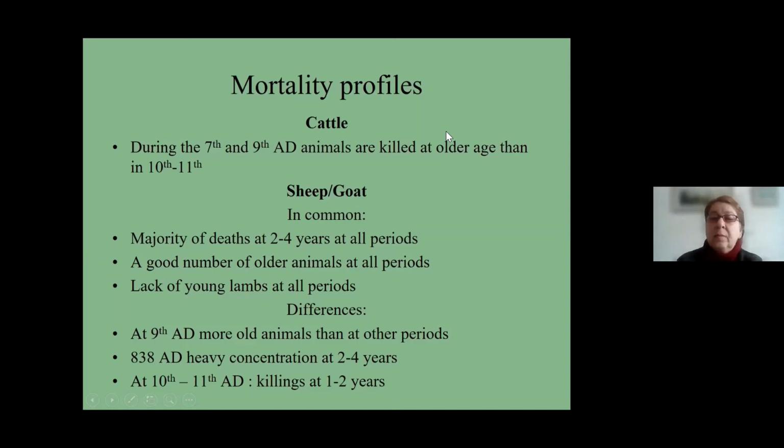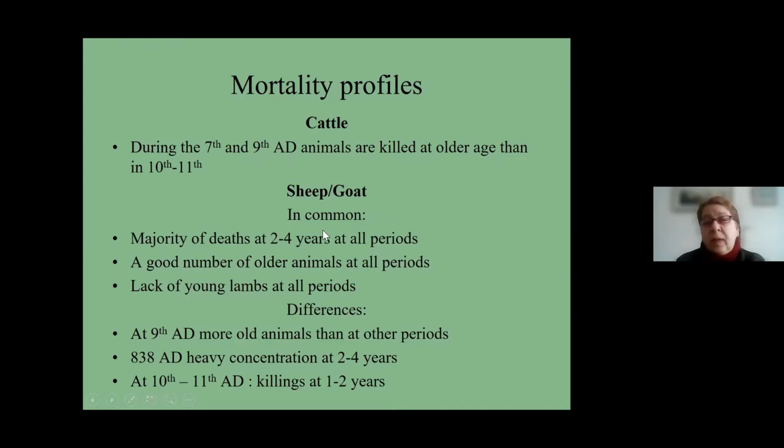profiles for cattle. I didn't have much information, but what I could only conclude is that the animals in the 7th and 9th century, that is before the siege and during the siege, are killed at an older age than the animals after the siege.